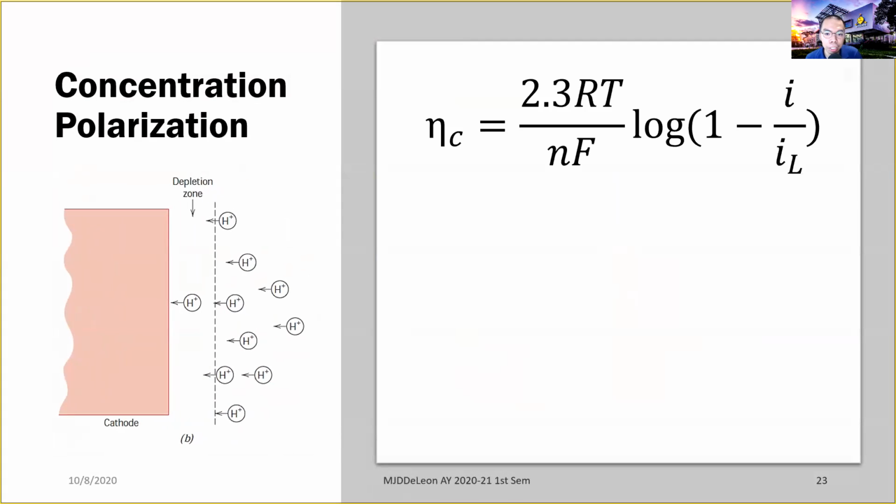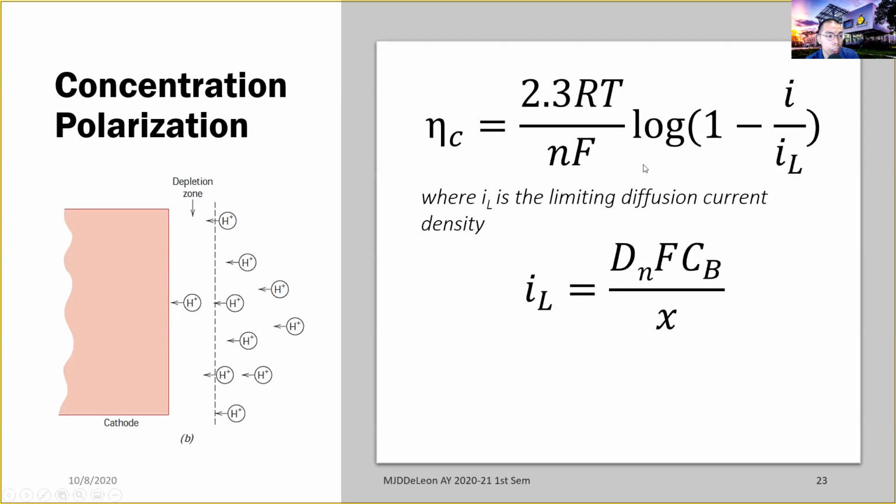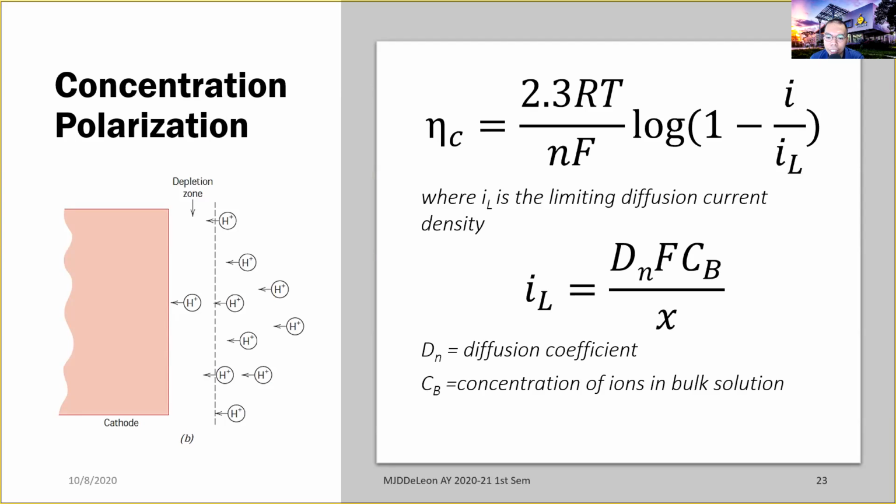For concentration polarization, it is governed by this equation: 2.3 RT over nF, where R is the gas constant, 8.314 joules per mole Kelvin, T is the temperature of your medium, n is the number of electrons exchanged in the reaction, and F is Faraday's constant, multiplied by log of 1 minus I over IL, where IL is the limiting diffusion current density, equal to DnFCB over X. D is the diffusion coefficient, CB is the concentration of the ions in the bulk solution, and X is the thickness of the diffusion layer.